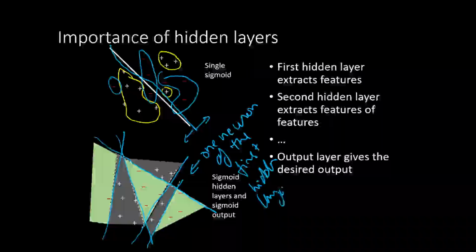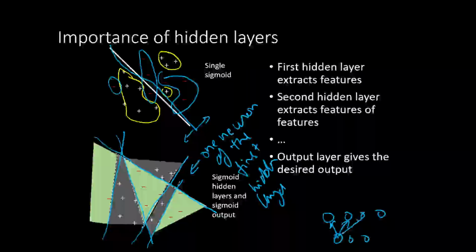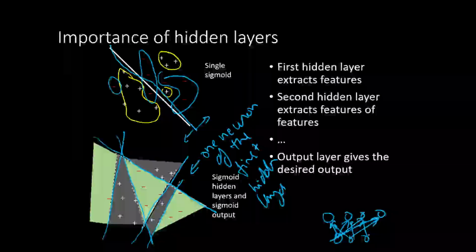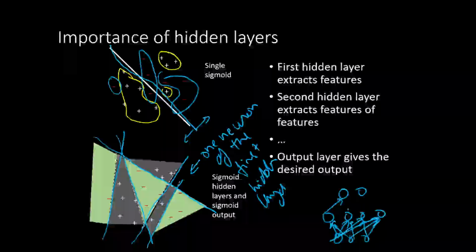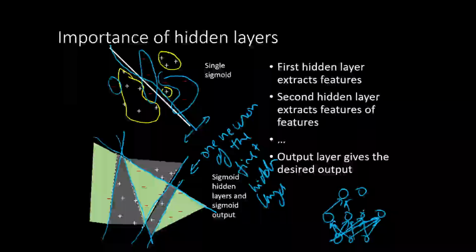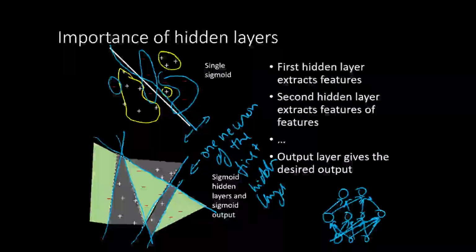So what's a hidden layer? If you have the inputs, you have hidden layers, and then you have the output layer. Right, so this is your output layer, and this is your hidden layer.